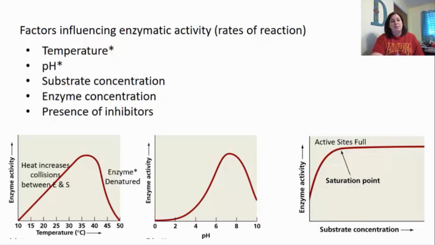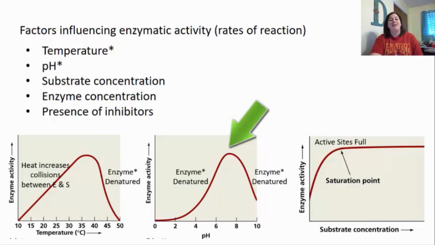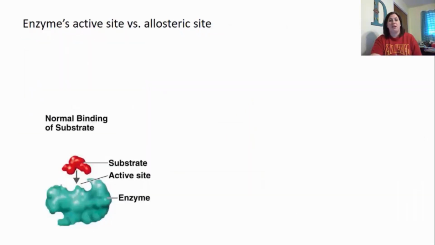So if you look at this particular example, when heat increases, collisions between the enzyme and the substrate start to increase. This is going to be where they increase up to a certain point until it gets too warm, and then the enzyme starts to denature. It starts to unfold. Same thing here with the pHs. If we are on either side of that pH, if it's too acidic or too basic, the enzyme will denature as well.